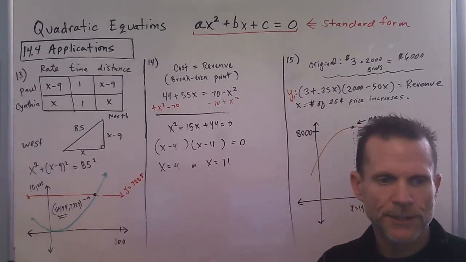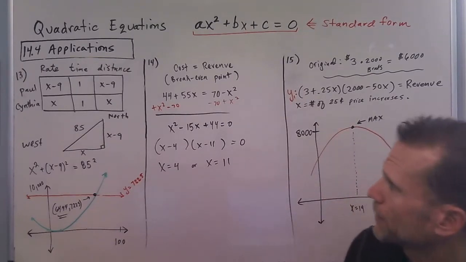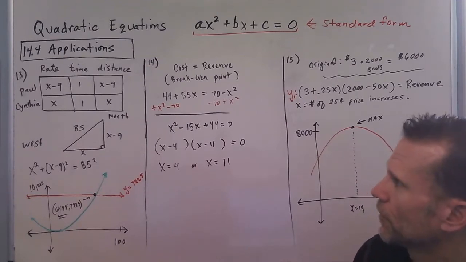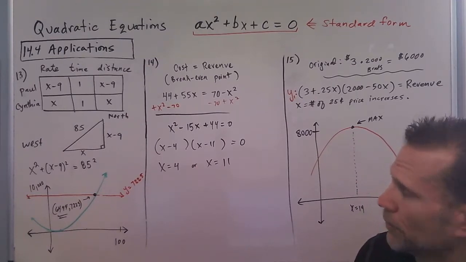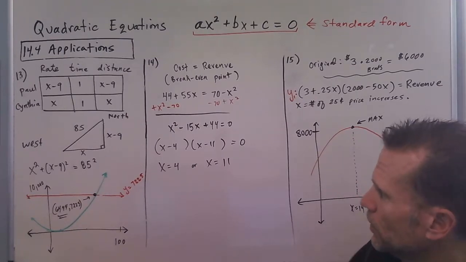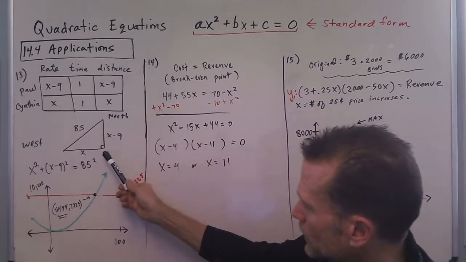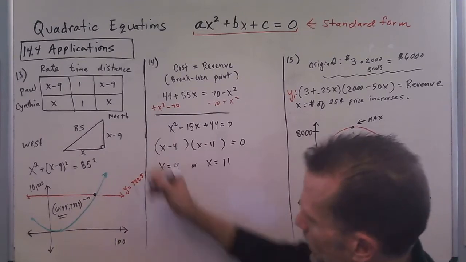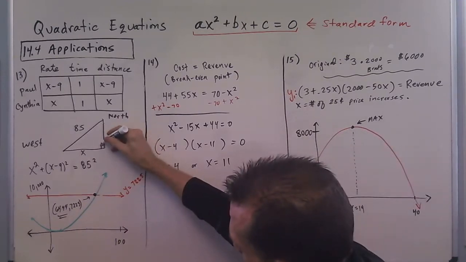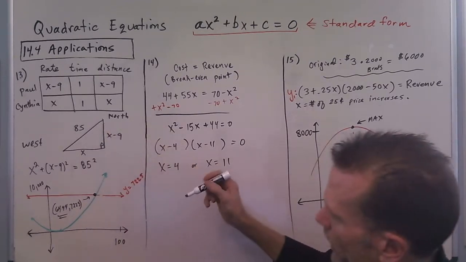Okay, looking at the last three application problems from 14.4. On problem 13, it talks about Paul driving north and Cynthia driving west from a house here. Let me get this right angle.